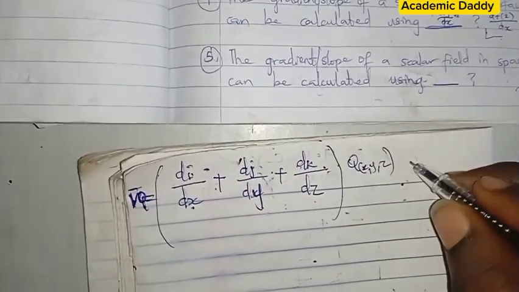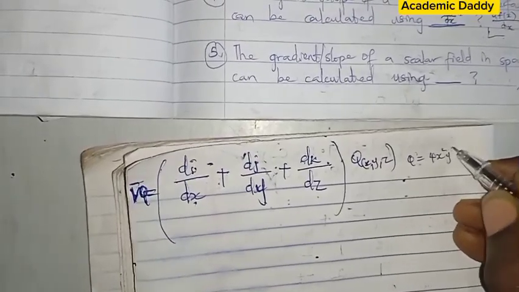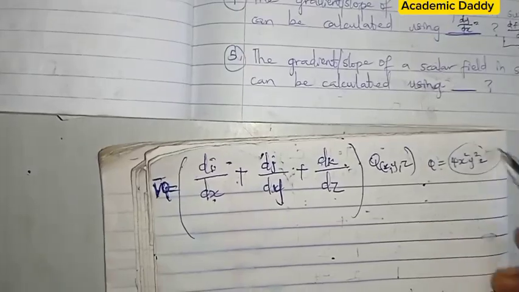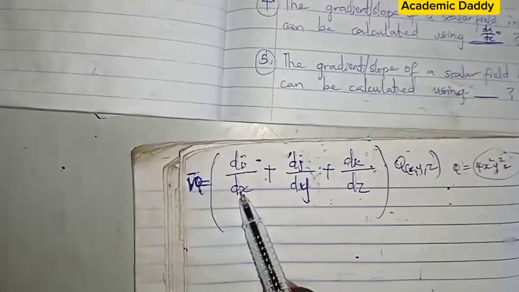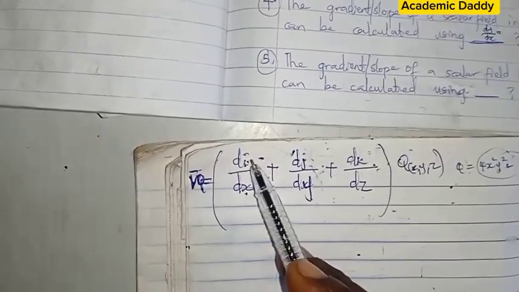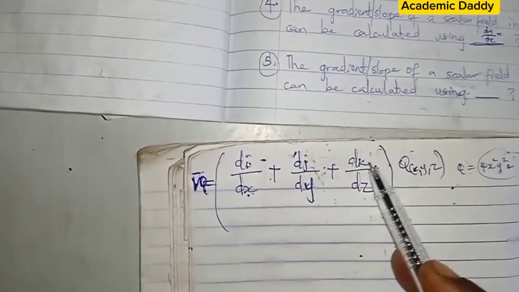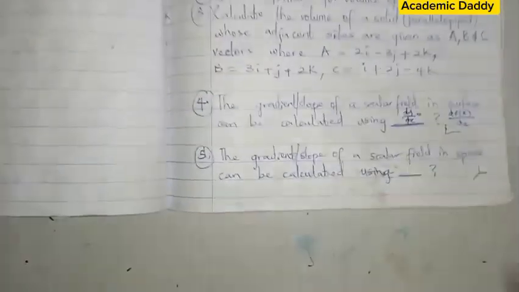For example, if they tell me that q is equal to 4x squared y squared z, whatever. Anything I have here, I'll differentiate it: differentiate i with respect to x, differentiate j with respect to y, differentiate k with respect to z. It will make more sense as we solve questions.